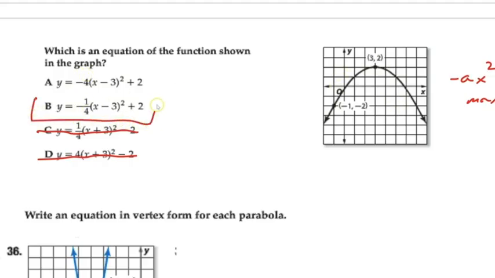My answer is B. If it was negative 1/4, it would be way like this. It would be a much skinnier graph. But it actually got wider than normal, so I'm going to use that. That's the idea.